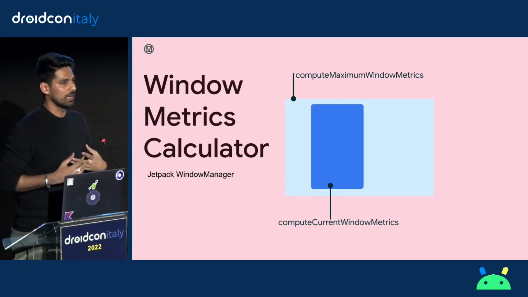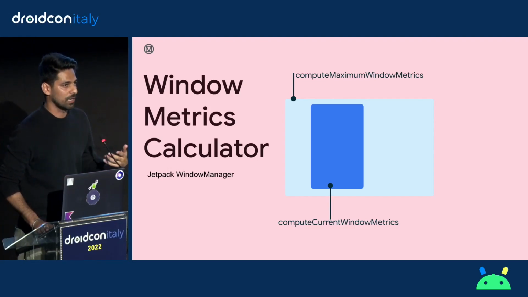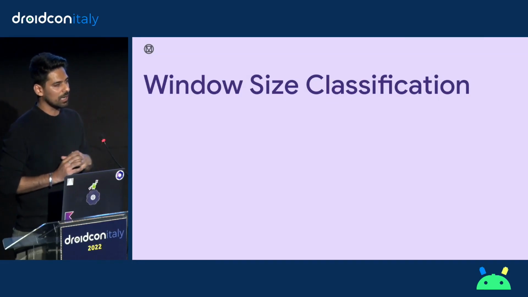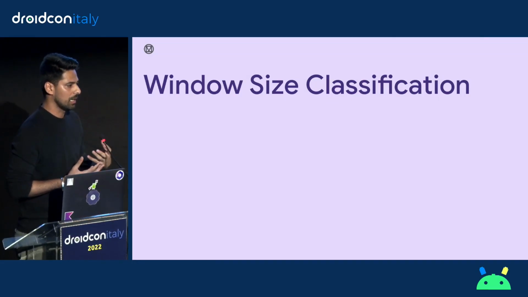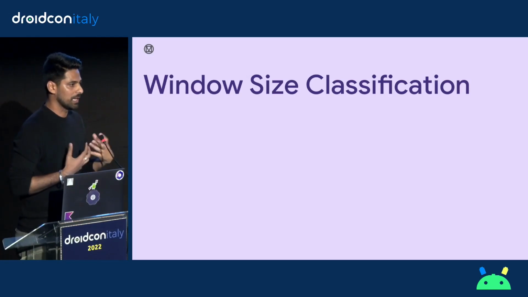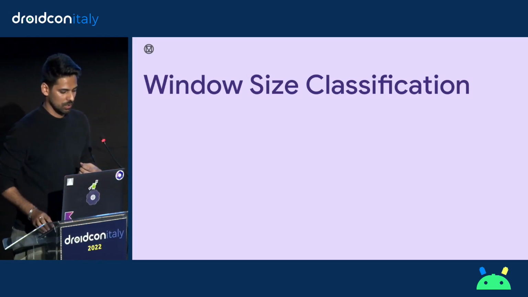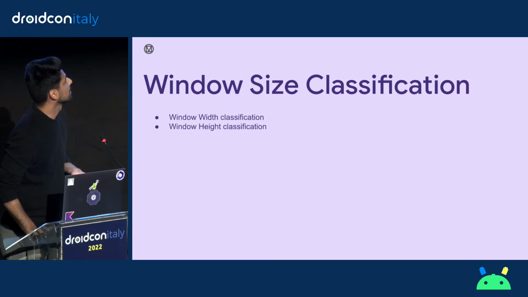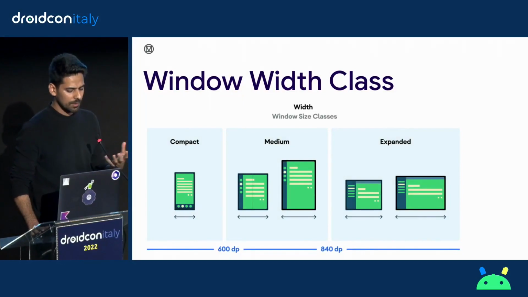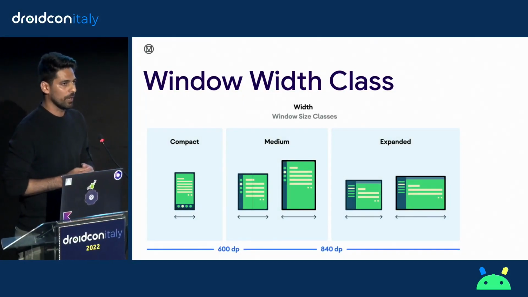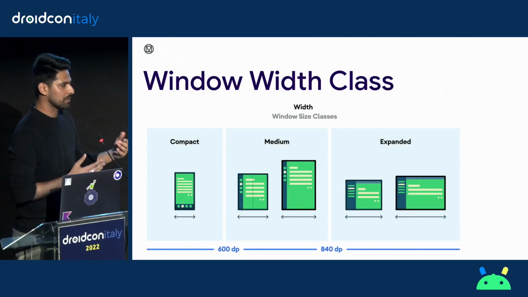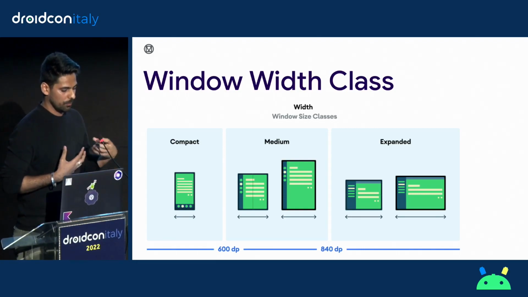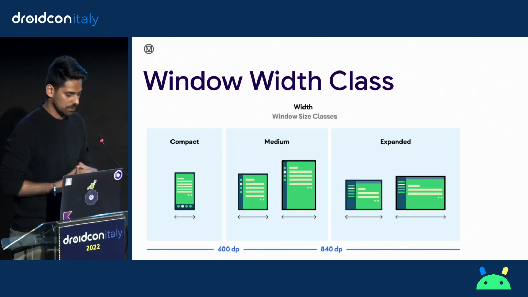But now this is a very raw dimension that we are getting. It's just information of dimension, but we want to classify it in a way that we, developers and designers, can make sense of the UI and UX. So we can classify window size into both width and height classification. We can put these breakpoints in place so that if our app falls into these breakpoints, we can easily handle different kinds of body structure, app content and navigation.